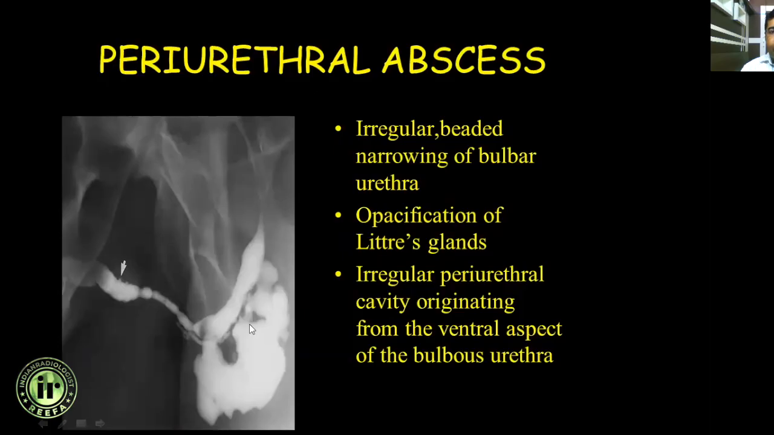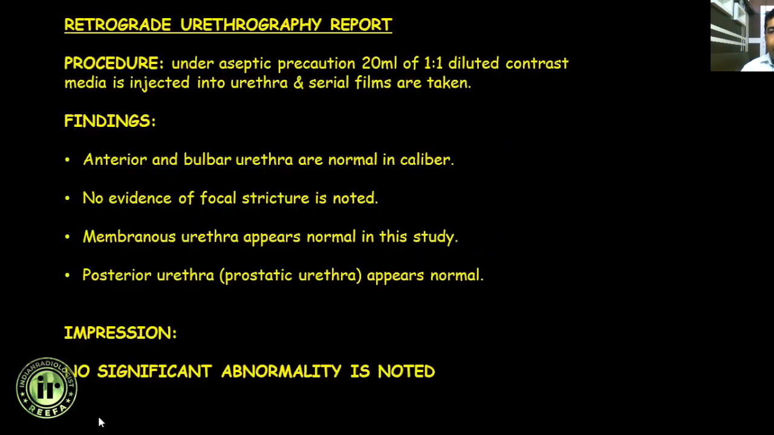So this was a case of periurethral abscess. You can see there is irregular beaded narrowing of the bulbar urethra. There is opacification of Littre glands, and there is an irregular periurethral cavity originating from the ventral aspect of the bulbar urethra, and there is a large collection of the contrast. So this was a case of periurethral abscess communicating with the bulbar urethra. Okay, don't mistake this sometimes for extravasation of contrast. Extravasation will not have a collection like this. If there is any communication from the urethra to the abscess cavity, this is how a periurethral abscess will appear, right?